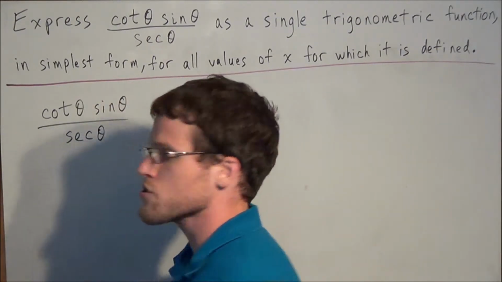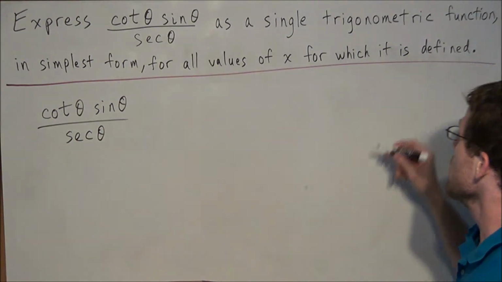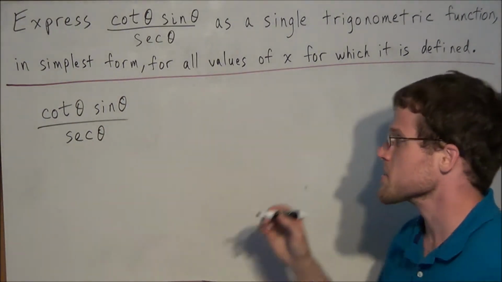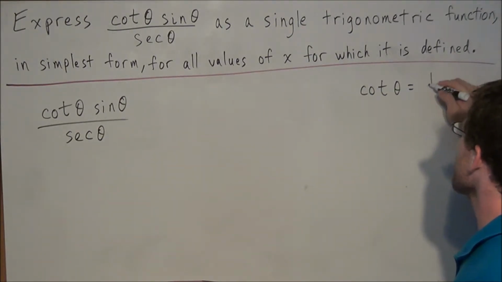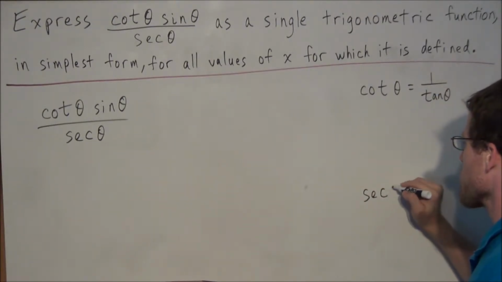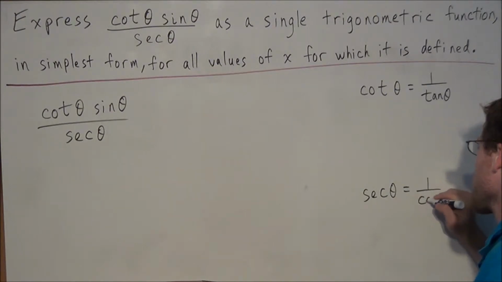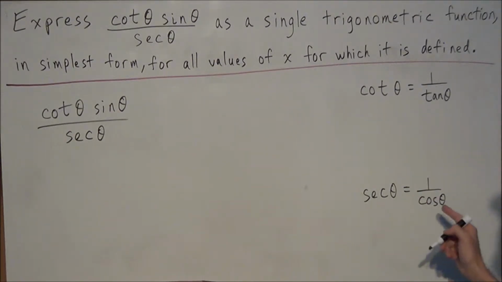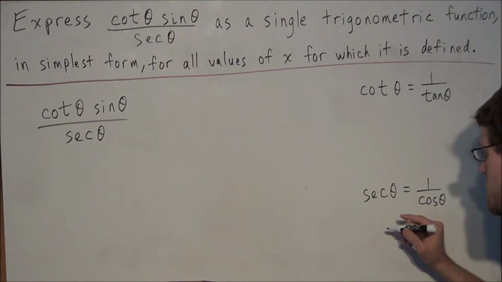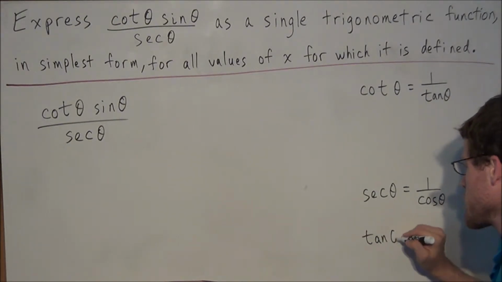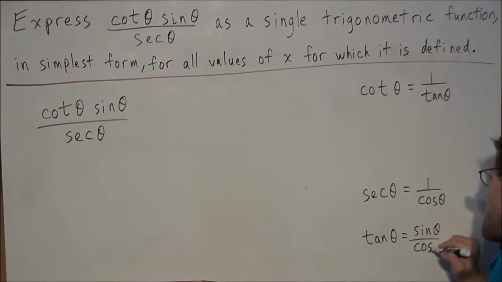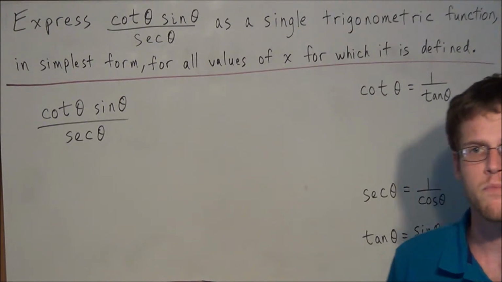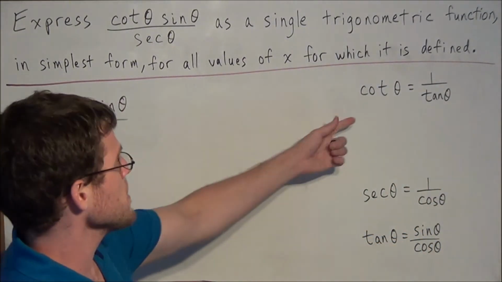And the first thing we should do is make substitutions where we can. So notice right away I'll write down a few basic definitions. We know that cotan theta is equal to 1 over tangent theta. And we know that secant theta is equal to 1 over cosine theta. But another thing to consider, and I'll write this underneath, is the fact that tangent theta is equal to sine theta over cosine theta.